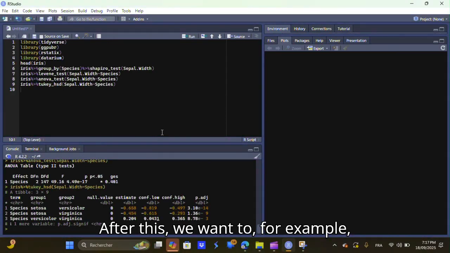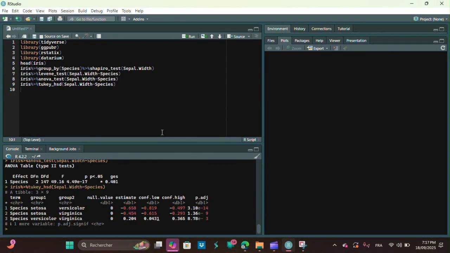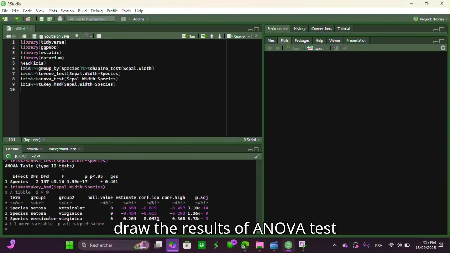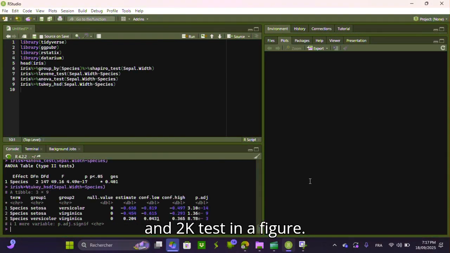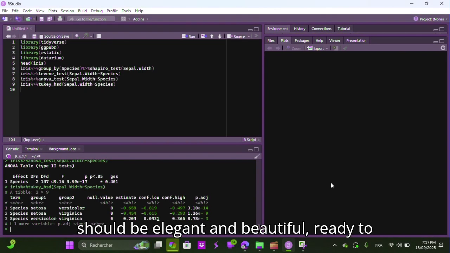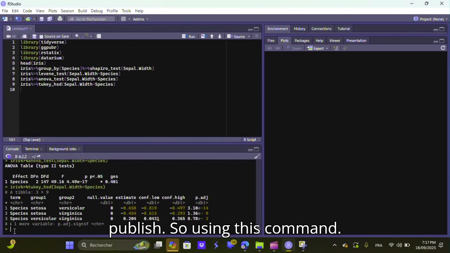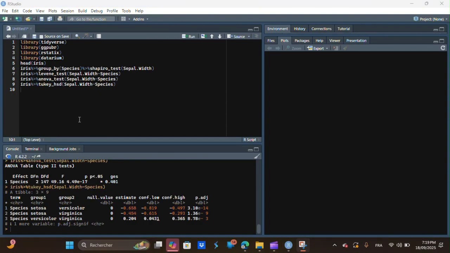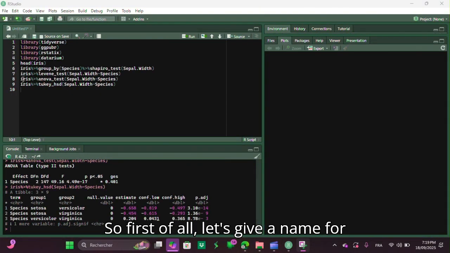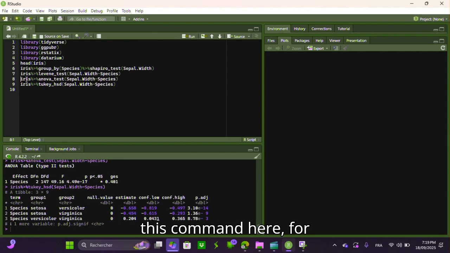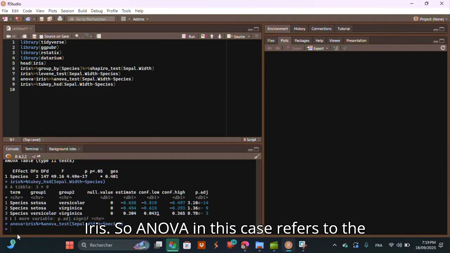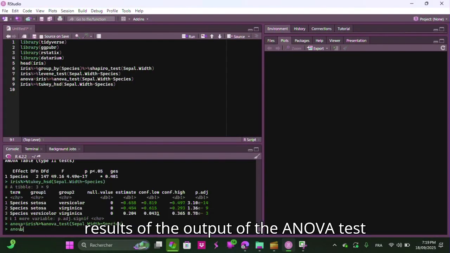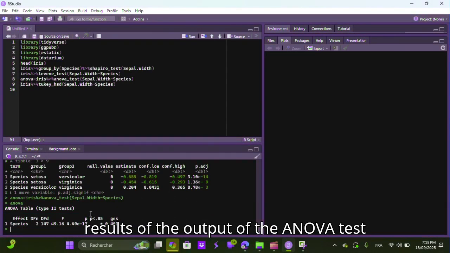After this, we want to, for example, draw the results of the ANOVA test and Tukey test in a figure. So this figure should be elegant and beautiful, ready to publish. So using this command, first of all, let's give a name for this command here, for example, anova equal to iris. So anova in this case refers to the output of the ANOVA test.